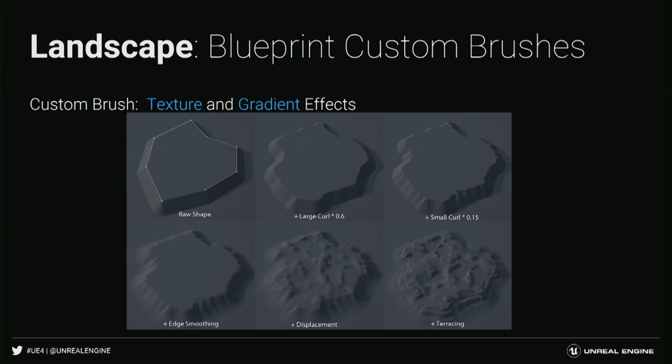And then the distance field blending is the lower left there, the edge smoothing, which gives it a nice smooth transition down into the terrain. And then displacement is basically just adding a texture displacement result like that example material slide. And then terracing is an example of just creating some terraces with the brush as well. These are all things that you can do, and these are effects that are included with the landmass brush as well.